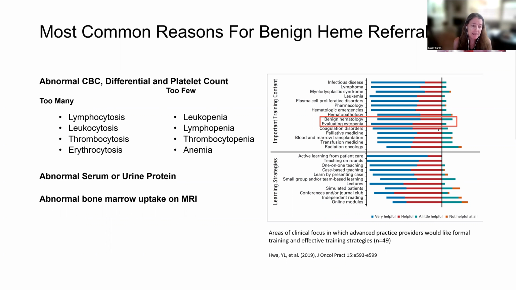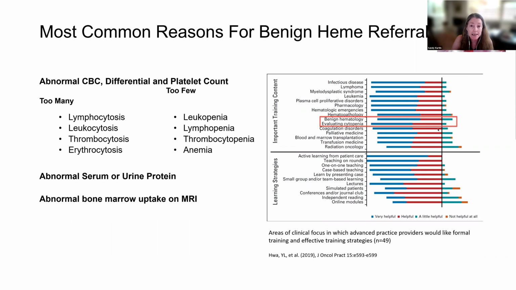The other place that we see referrals are people that have abnormal serum or urine protein levels. And then very commonly now with the sensitivity of MRIs, when people have MRIs of the spine or other areas of the pelvis, and they see this heterogeneous uptake in an MRI, there's always, cannot completely exclude an underlying bone marrow disorder.